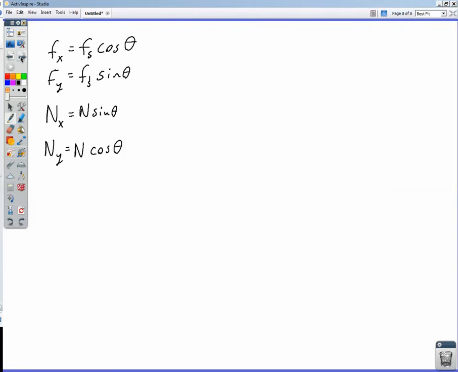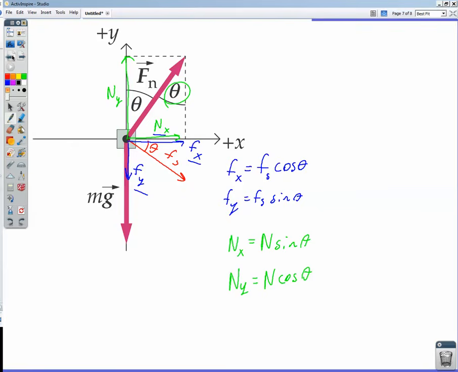Okay, so here we are. We've got our components of friction and normal force, and we're going to go to the sum of the forces acting in the x direction is equal to the centripetal force, and the sum of the forces acting in the y direction is equal to 0. So over here on the x side, let's go back and take a look real quick. The forces acting in the x direction, we've got the normal force in the x direction, we've got the frictional force in the x direction.